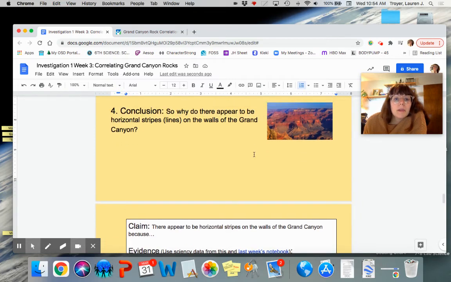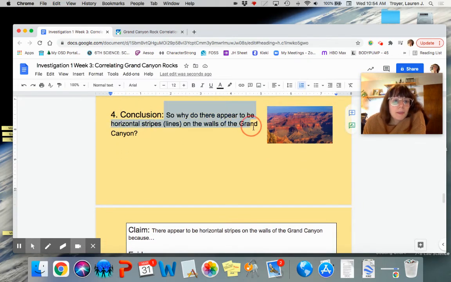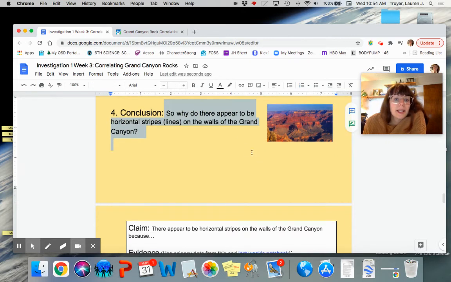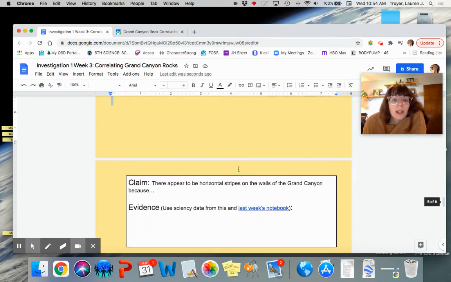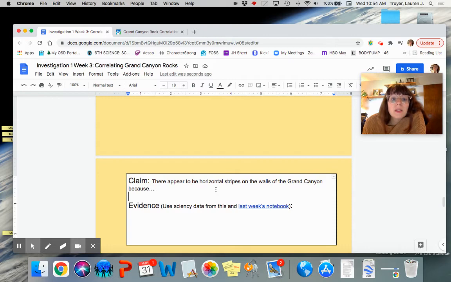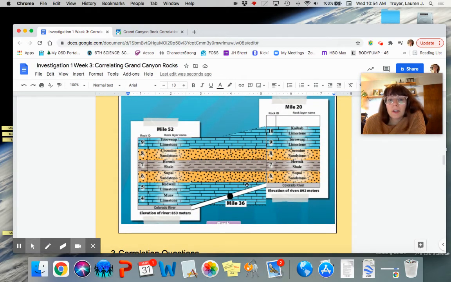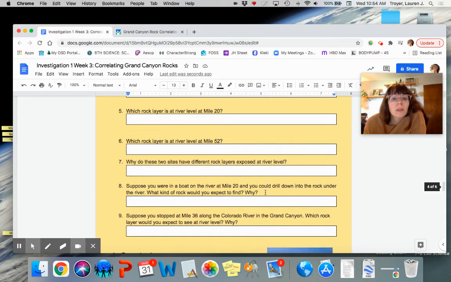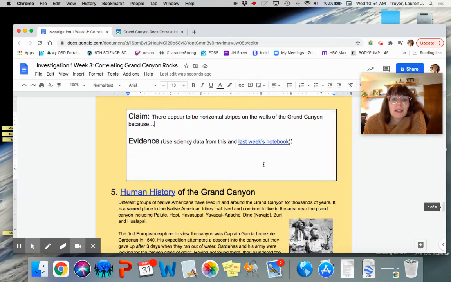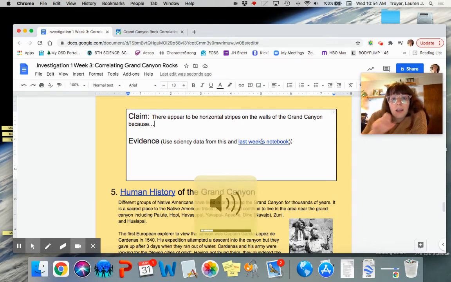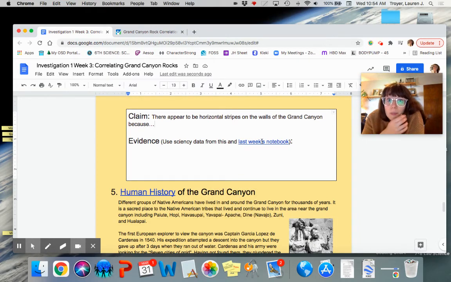All right, and then we return to our question, why do there appear to be stripes on the walls of the Grand Canyon? And I want you to think about what we've done so far. You can look at this picture again. Why do there appear to be stripes? And also referring back to last week's notebook so that you can look at the rocks and what those types of rocks were. Using sciencey data, I want you to answer this question.